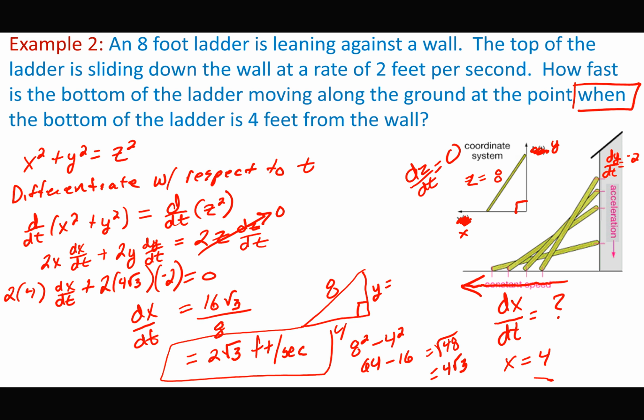So what this is saying is when the ladder is exactly 4 feet from the wall, okay, so we stopped time for a second, it's sliding down, but at that instant when it's 4 feet from the wall, the bottom is sliding at 2 root 3 feet per second at that instant.